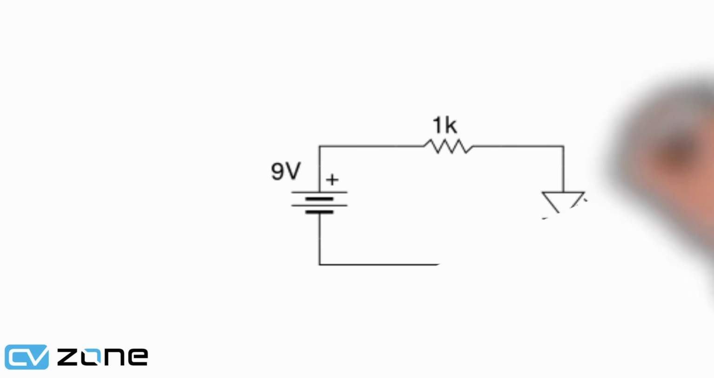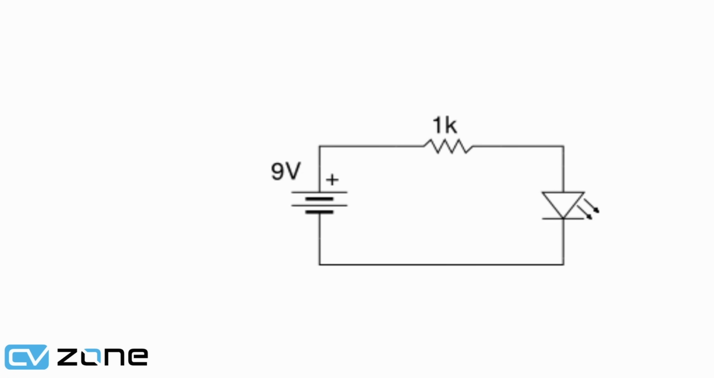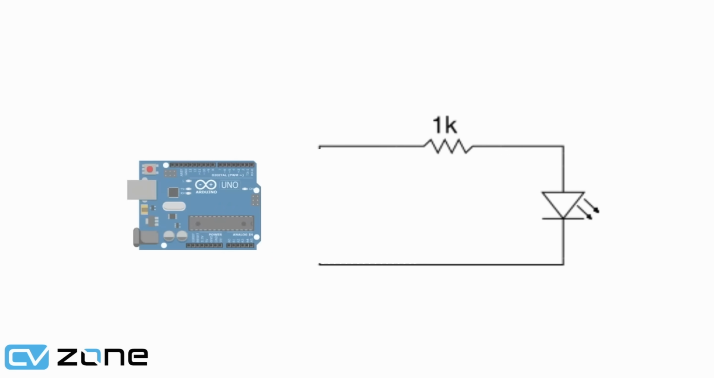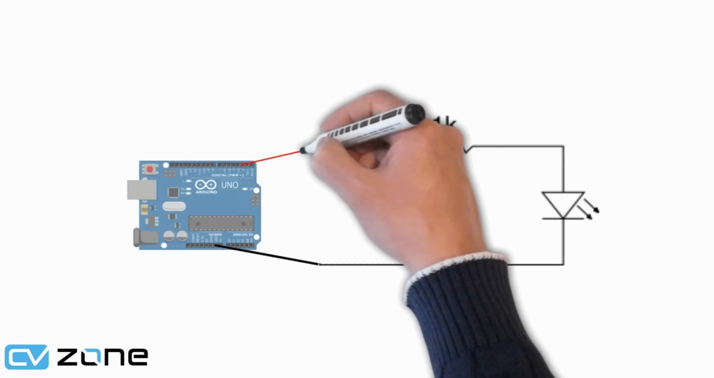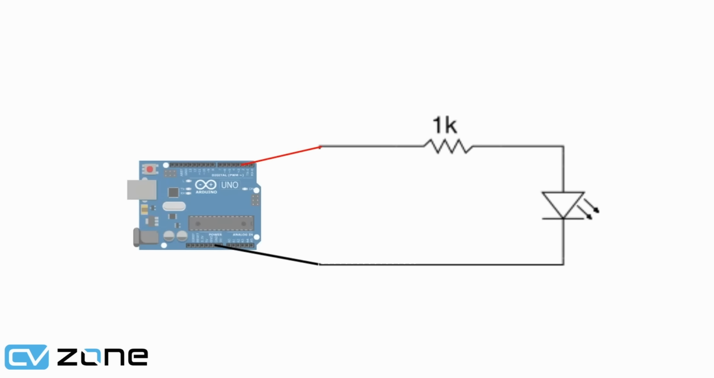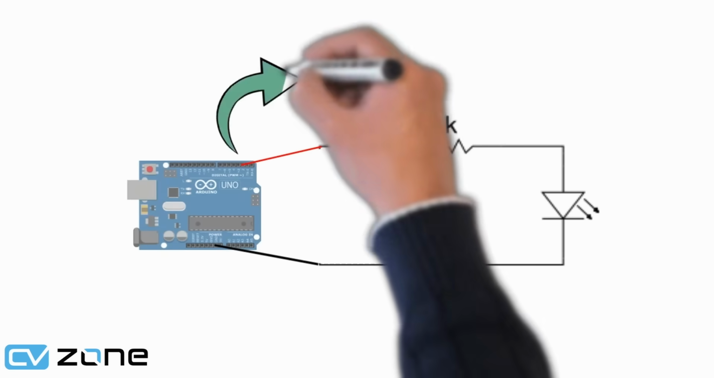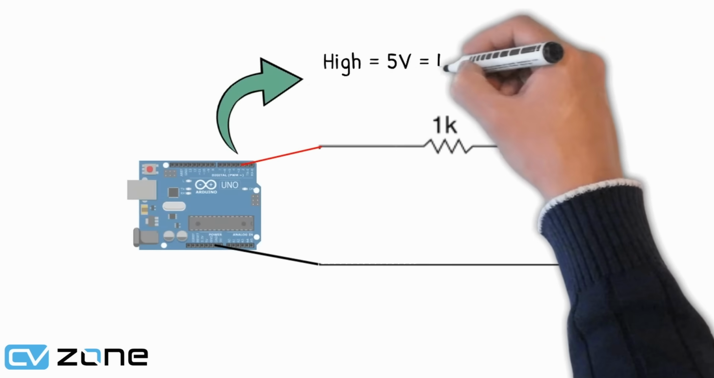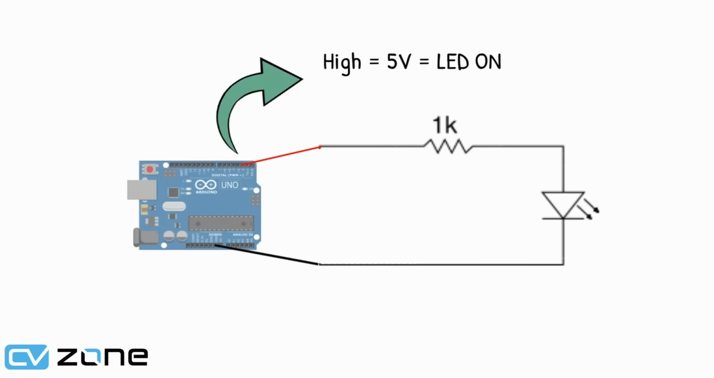So now that we know how to connect an LED light, how can we control it with Arduino? We can simply replace the battery with Arduino, where the negative side will go to the ground and the positive side will go to one of the digital pins of Arduino, which we selected earlier as pin number 2. So when we send a high signal to pin number 2, the voltage level at this pin goes to 5 volts, therefore turning on the LED light.